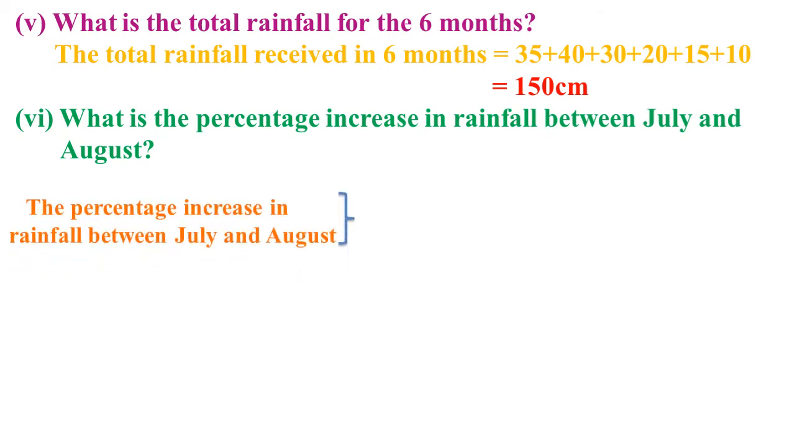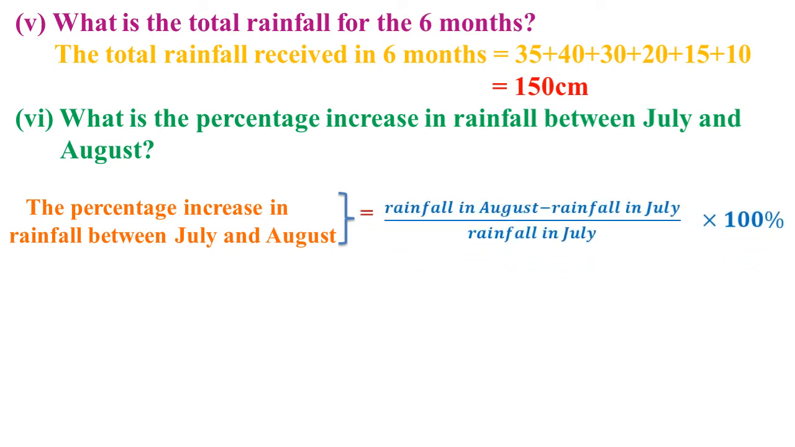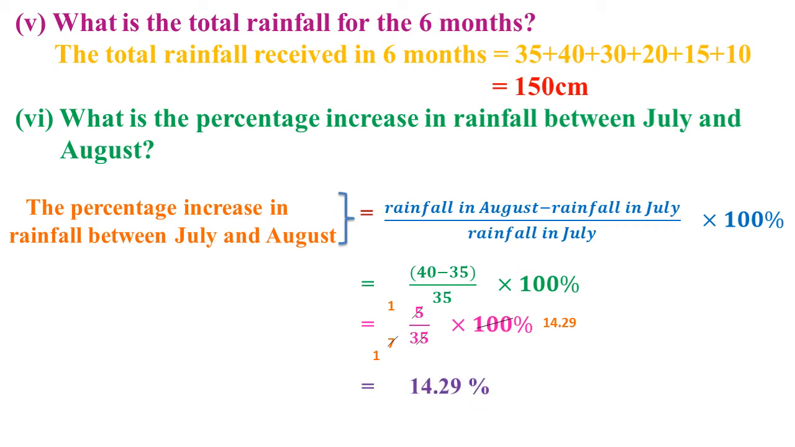The percentage increase in rainfall between July and August is rainfall in August minus rainfall in July, divided by rainfall in July, into 100%. Rainfall in August 40 minus rainfall in July 35, divided by 35, into 100%. 40 minus 35 is 5, divided by 35. Now cancel the common factors. 1 5s are 5, 7 5s are 35. Again cancelling, 1 7s are 7, 14.29 7s are 100. We get 14.29 percent.